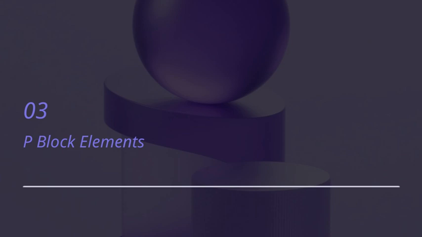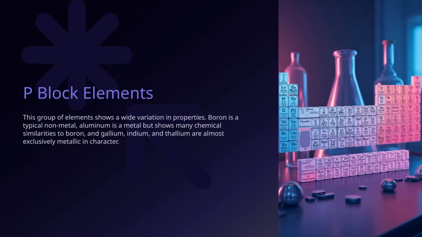So, as we proceed, keep in mind how these elements influence biological systems, environmental cycles, and technological applications. This group of elements shows a wide variation in properties. Boron is a typical nonmetal, meaning it shares characteristics with other nonmetals like poor conductivity and a tendency to form covalent compounds. Aluminum, on the other hand, is a metal, but interestingly, it exhibits many chemical similarities to boron, which highlights how some metals can behave differently from what we might expect.